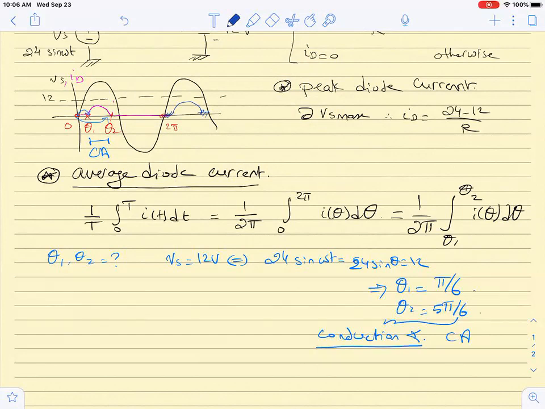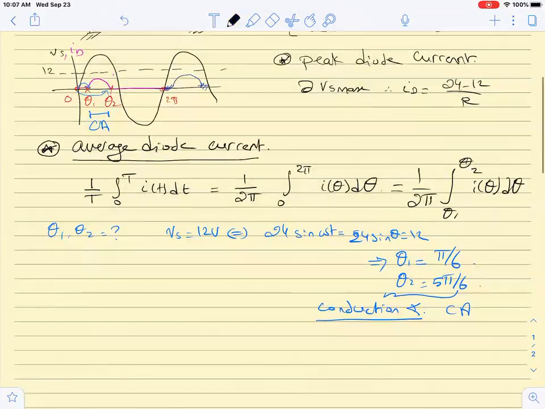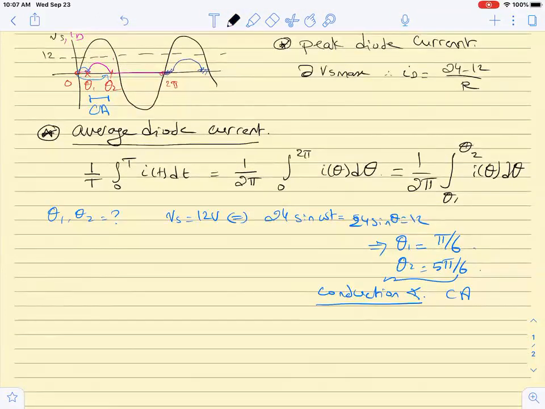Now to put this in the integral, if I want to solve this problem or find the average current, therefore the average current I average is going to be equal to the integral between pi over 6 and 5 pi over 6. Of course we have 1 over 2 pi of I. What is I of theta d theta?